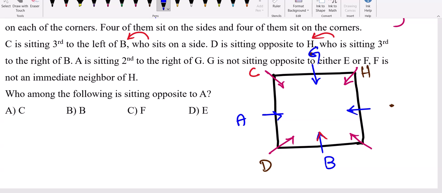And they gave one more thing: F is not a neighbor of H. E will be here. Complete. Now G is not opposite to E, not opposite to F. Every condition is satisfied. The question is, A's opposite is nothing but E. Right.